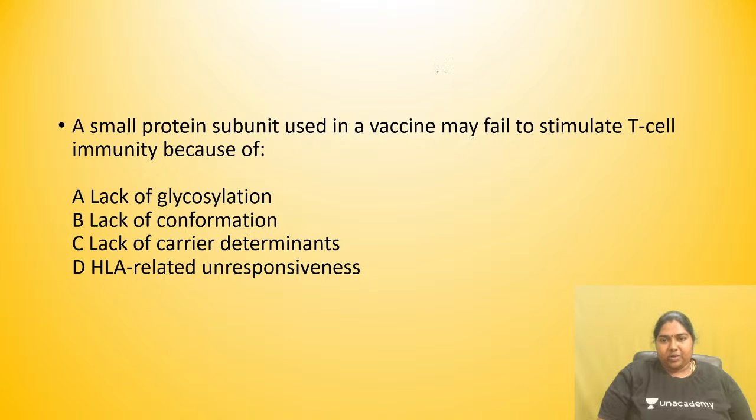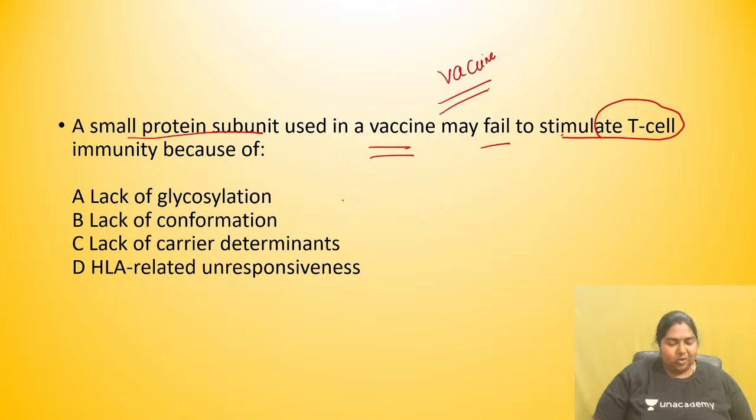This is also from vaccines. Shall we take up this question? Yes, all. Correct. Good. A small protein subunit that is used in a vaccine may fail to stimulate T cell immunity. Why so?